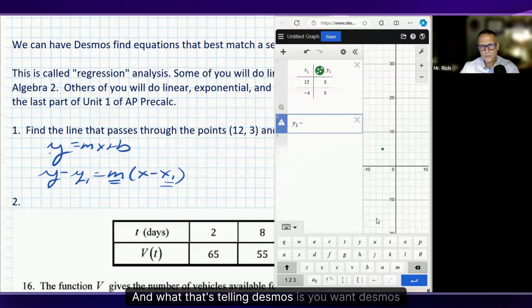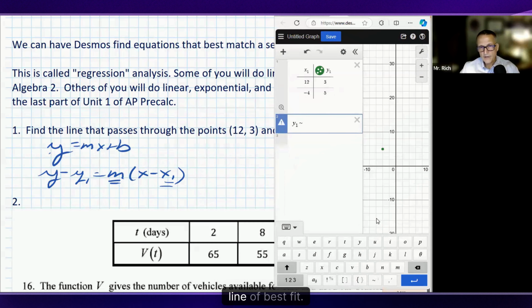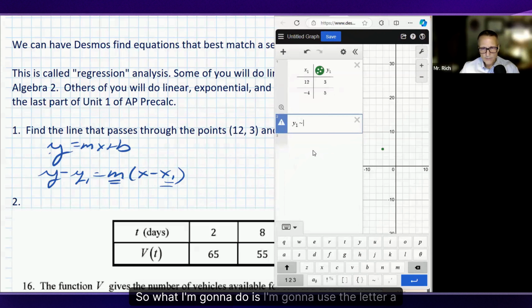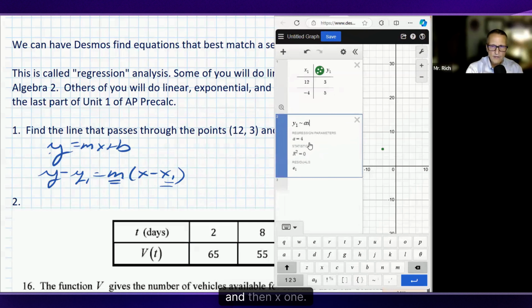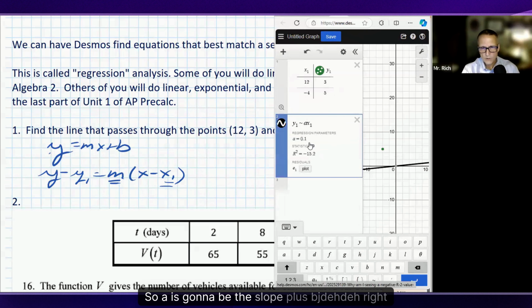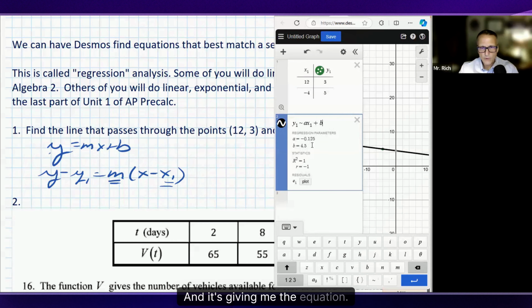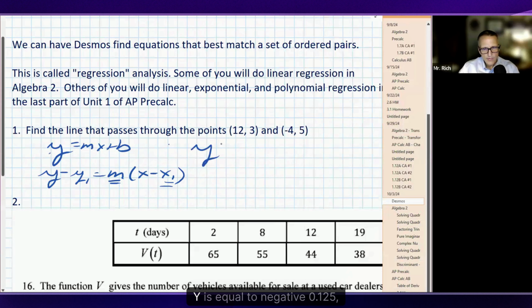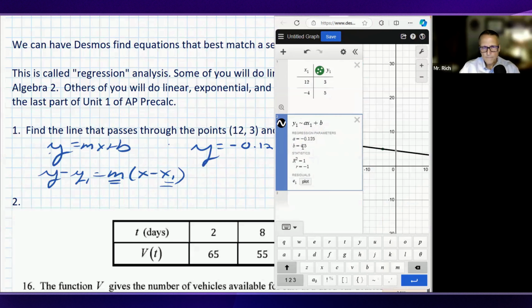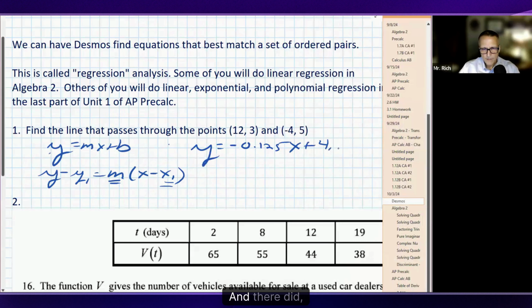And what that's telling Desmos is you want Desmos to run an algorithm to find the line of best fit. So what I'm going to do is I'm going to use the letter a and then x1. So a is going to be the slope plus b right there. And it's giving me the equation. It says that your slope would be -0.125. So I can write the equation here. y = -0.125x + 4.5. And there it did. It did the work for me right there.